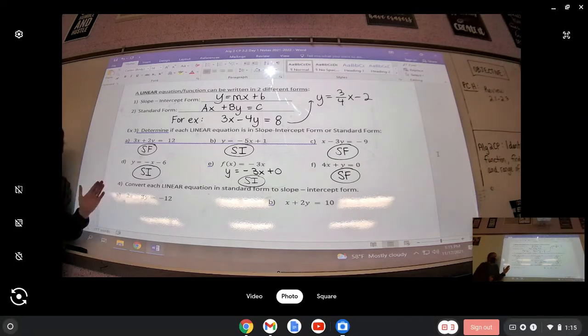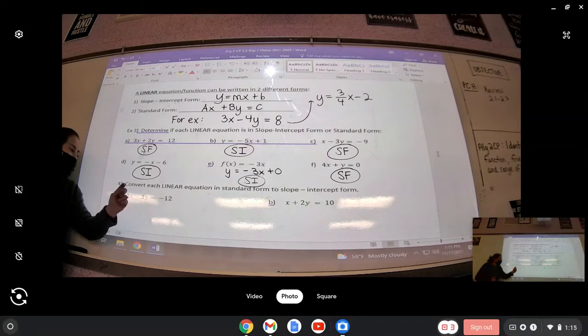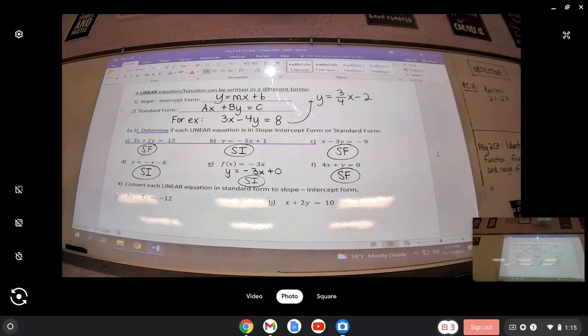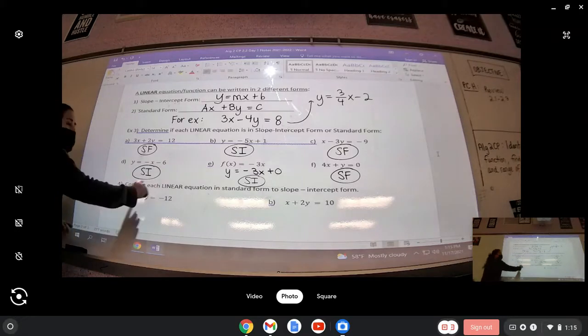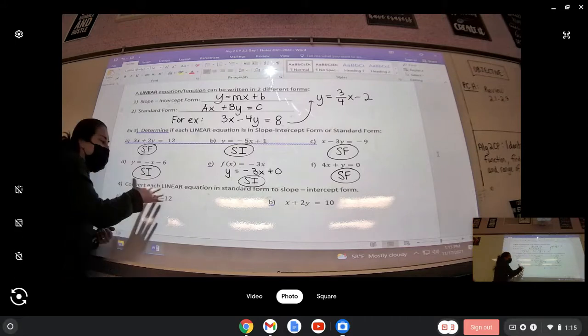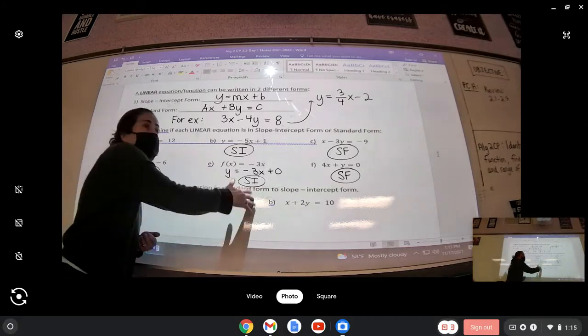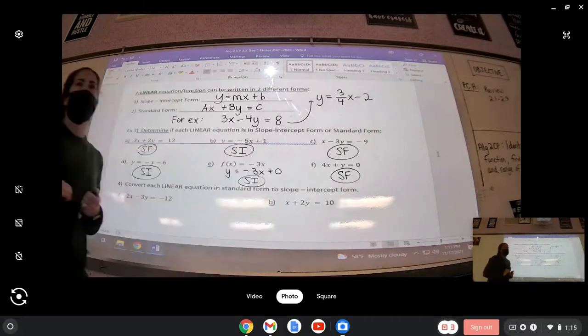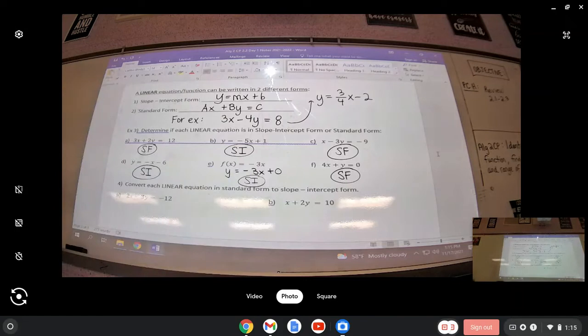All right, so what I want you guys to do to practice, because this is on your homework as the last type of question, I want you to solve these for y right now. I'm going to give you a head start. You already did it in the warm-up, but in the warm-up, I said solve for y. Now I can give you fancy directions that say convert each linear equation in standard form to slope-intercept form. So now I can change the directions up on you. But at the end of the day, it still means solve for y.